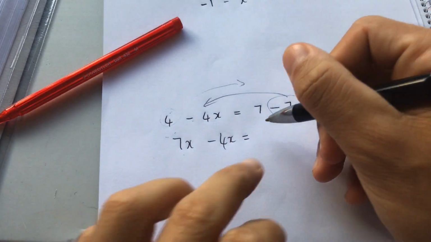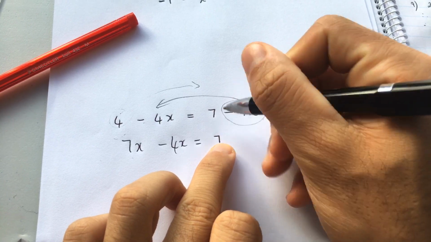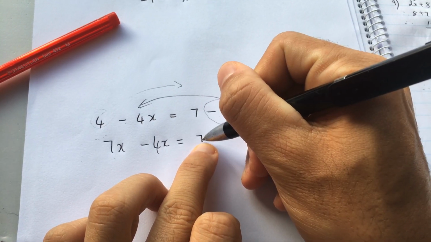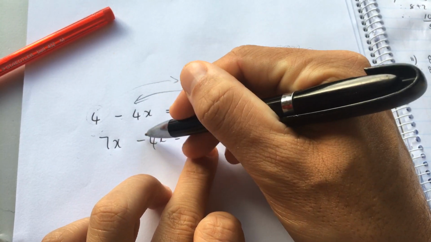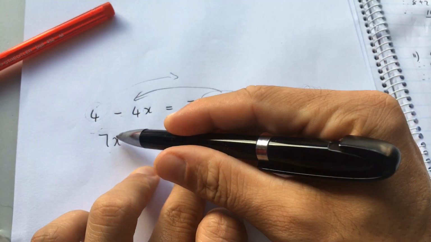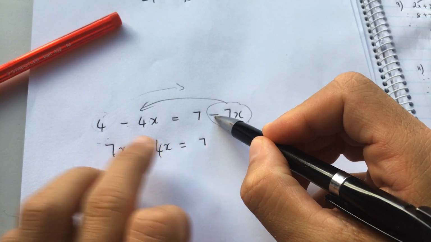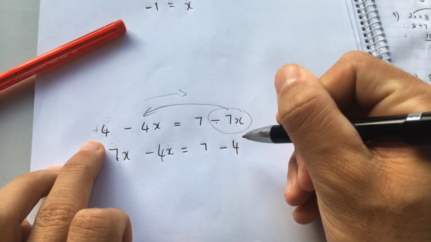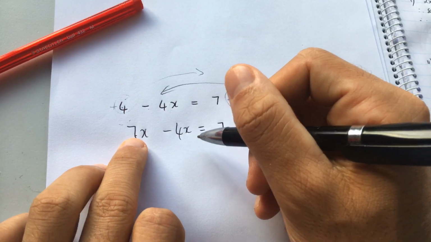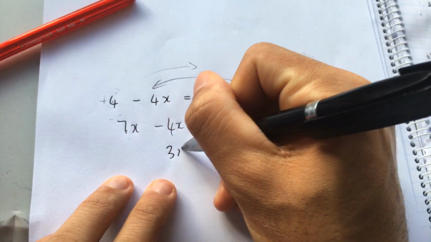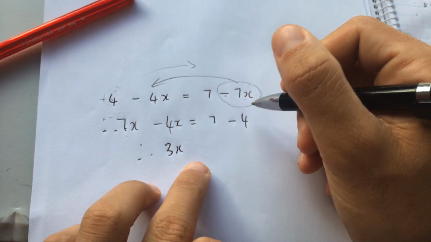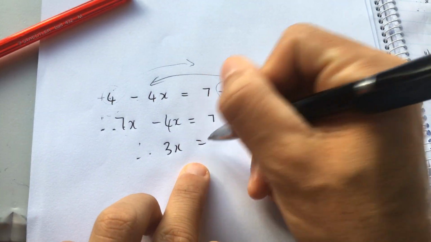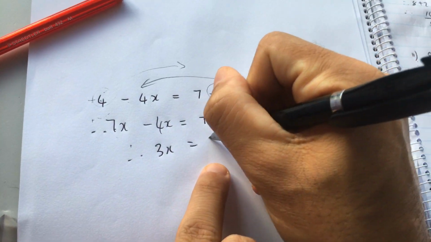Equals. And then if I have 7 here, that 7 stays where it is. I just dropped that negative 4x. But that 7x became a positive because it was negative that side. But if I take him over, he was positive. So when he comes over, he becomes negative. So what's 7 minus 4x? Gives me 3x. Always forget my therefore signs. And 7 minus 4 is 3.